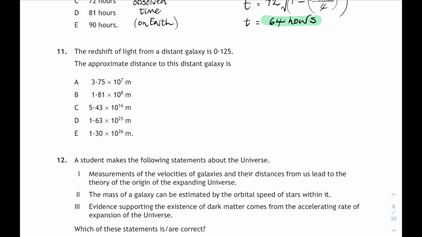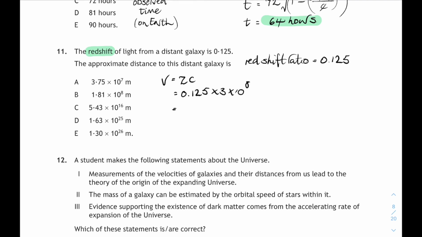Question 11. The redshift of light from a distant galaxy is 0.125. That's the redshift ratio, 0.125. And we have to determine the approximate distance to the distant galaxy. So before we do that, we're going to have to work out the recessional velocity using the relationship V equals zc. z is the redshift ratio, 0.125, times c, the speed of light, and that will give us the recessional velocity, which is 3.75 times 10 to the 7 meters per second.